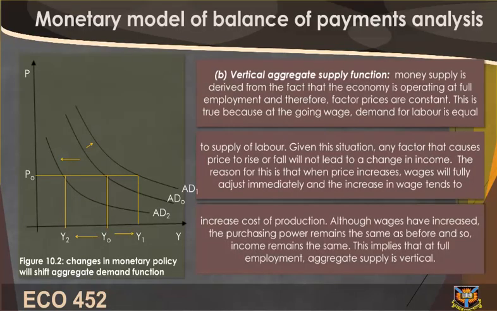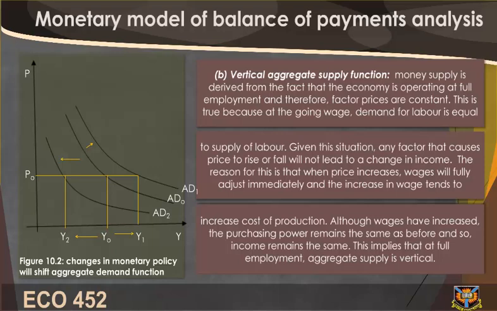B. Vertical aggregate supply function. Aggregate supply is derived from the fact that the economy is operating at full employment and therefore factor prices are constant. This is true because at the going wage, demand for labor is equal to supply of labor. Given this situation, any factor that causes price to rise or fall will not lead to a change in income. The reason for this is that when price increases, wages will fully adjust immediately, and the increase in wage tends to increase cost of production.